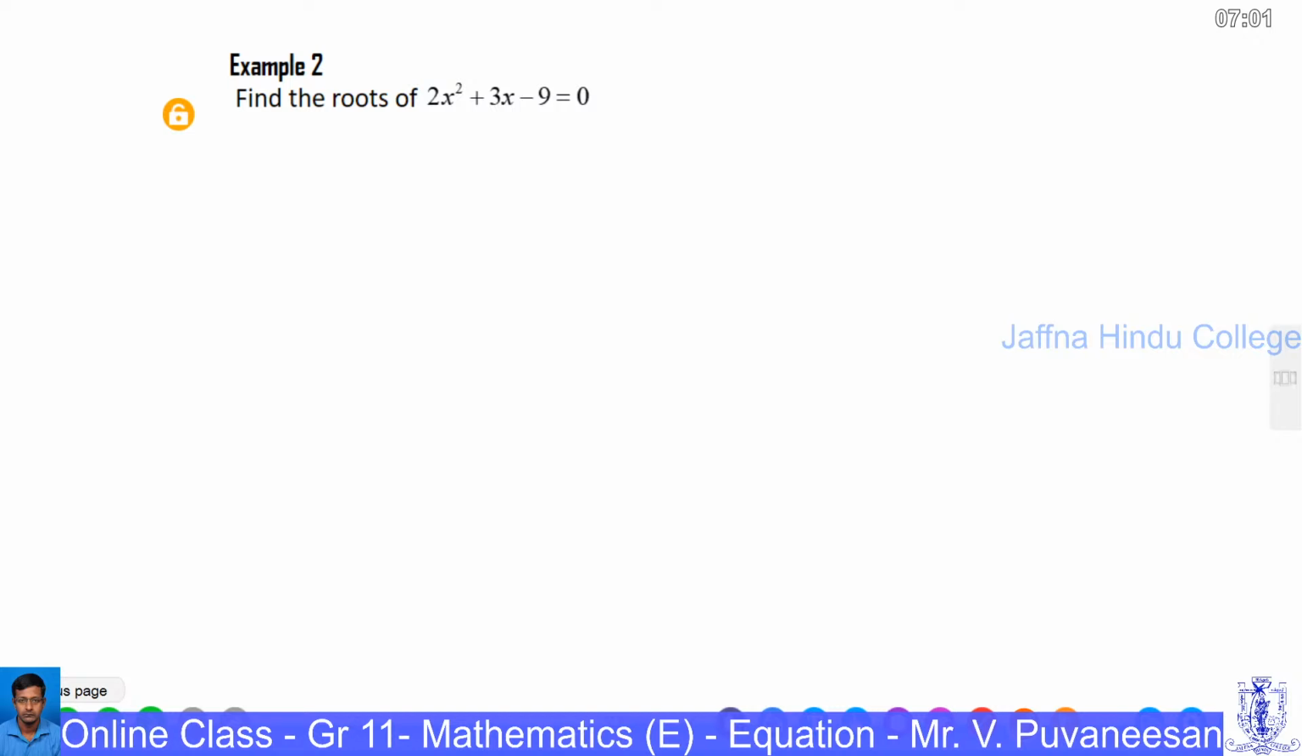Look at the question on the board. Find the roots of 2x square plus 3x minus 9 equals 0. This was also done last class, so we move to another.